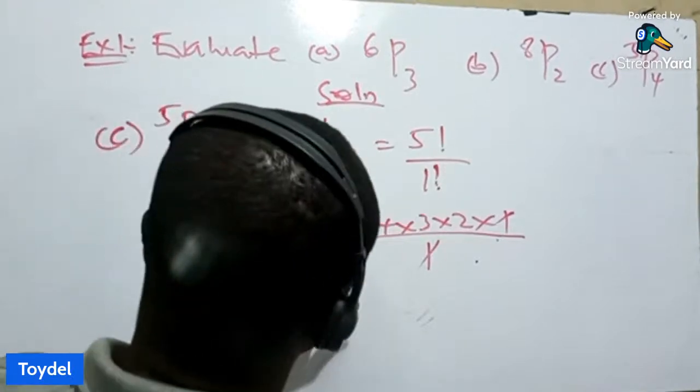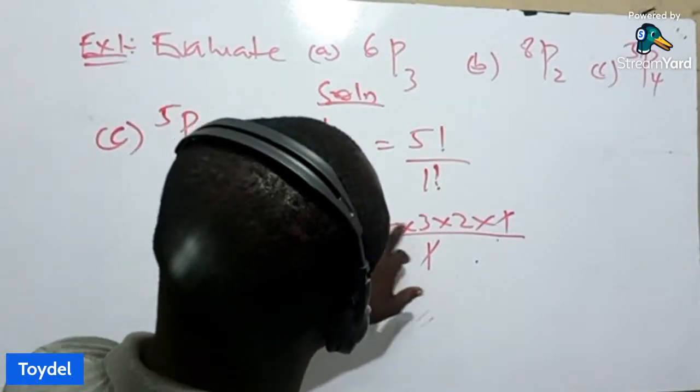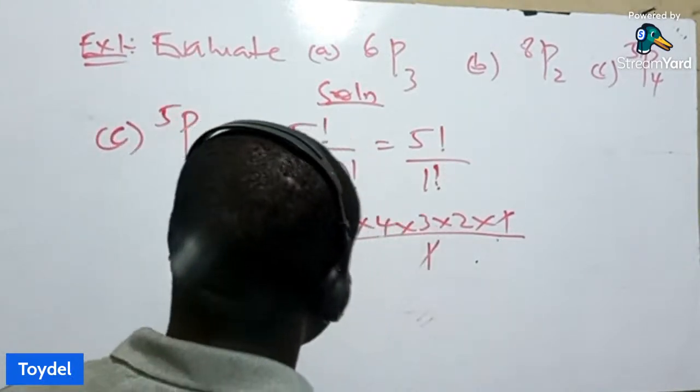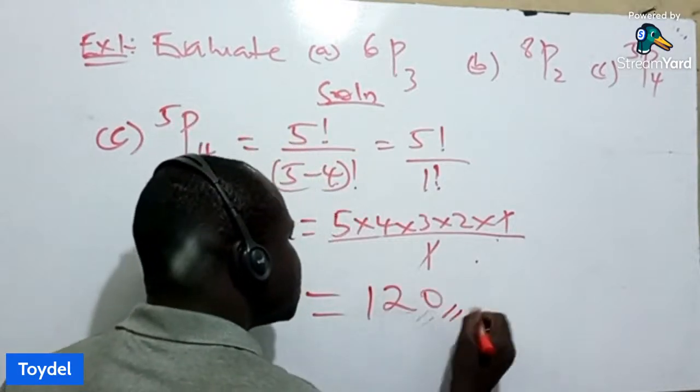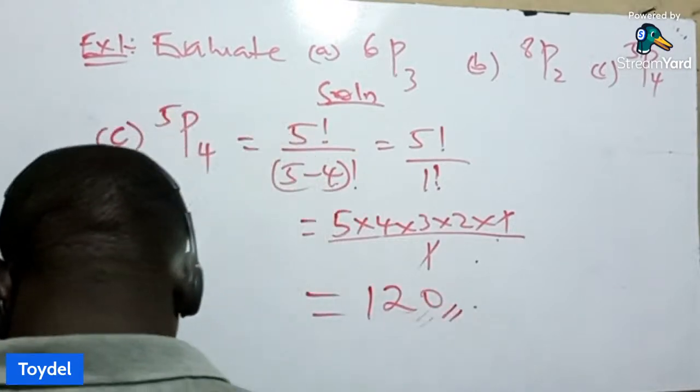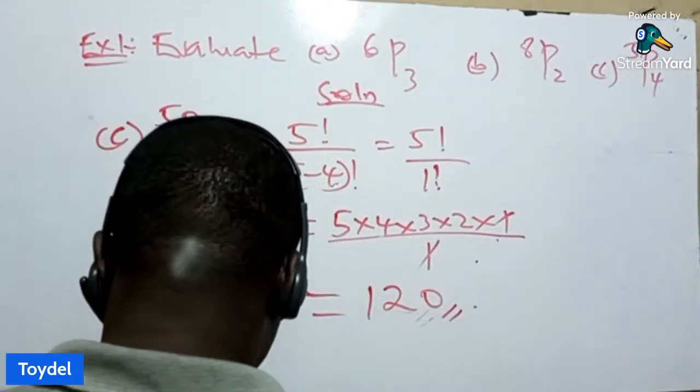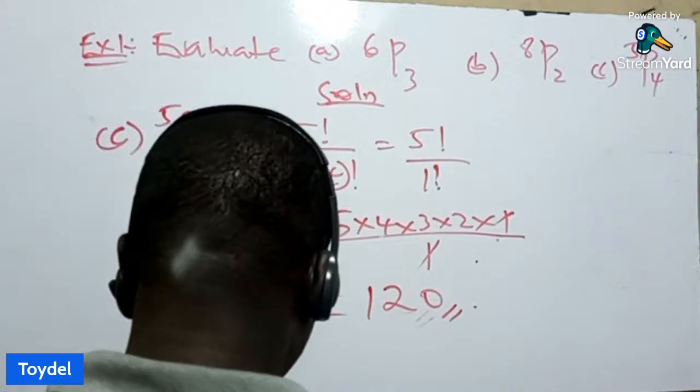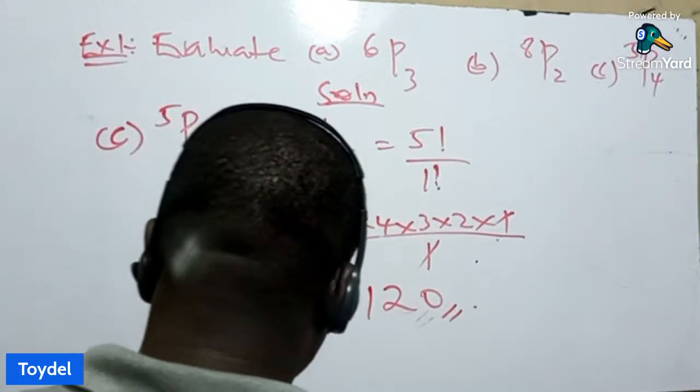So 5 times 4 is 20. 20 times 3 is 60. 60 times 2 is 120. So the final answer is 120. So that's what you get there. So we're going to get 120 there.